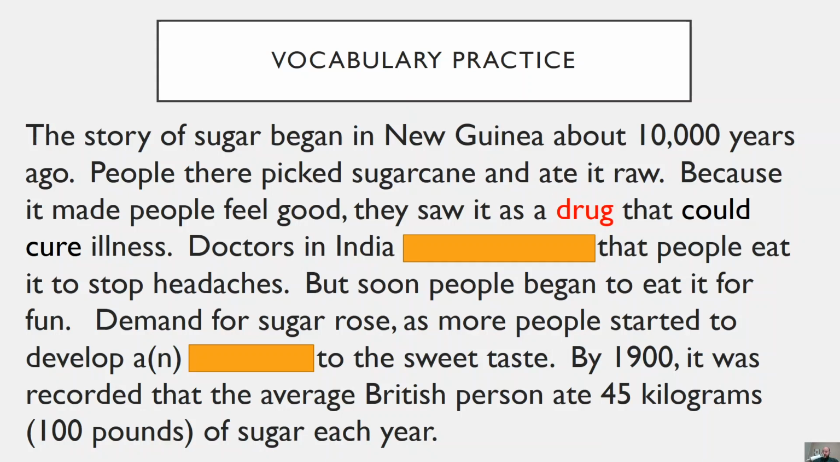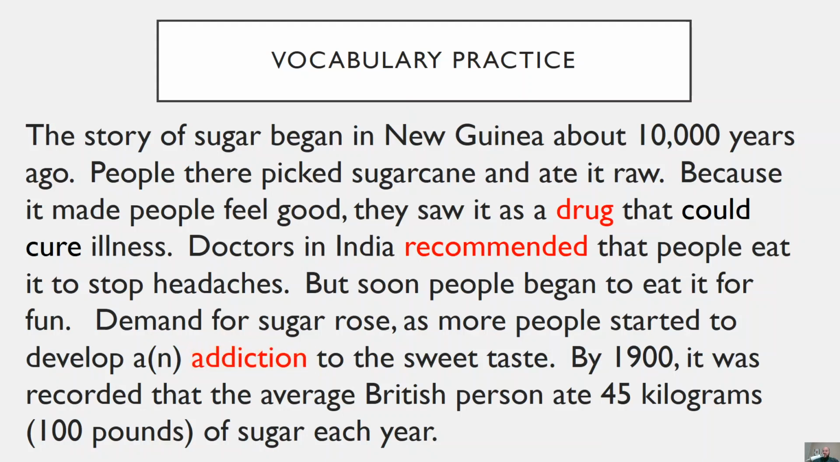Doctors in India recommended that people eat it to stop headaches. But soon, people began to eat it for fun. Demand for sugar rose as more people started to develop an addiction to the sweet taste. By 1900, it was recorded that the average British person ate 45 kilograms, that's about 100 pounds, of sugar each year. That's a lot. I think I eat about double that.